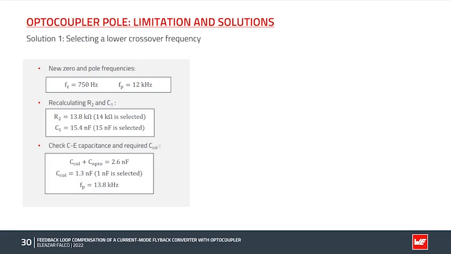In order to set the pole of the compensator at 12 kHz, we see that a total collector emitter capacitance of 2.6 nanofarad is required. Since the optocoupler capacitance is 1.3 nanofarad, as we measured before, then adding another 1.3 nanofarad will do. We select a standard 1 nanofarad capacitor. This will result in a slightly higher pole frequency of 13.8 kHz.